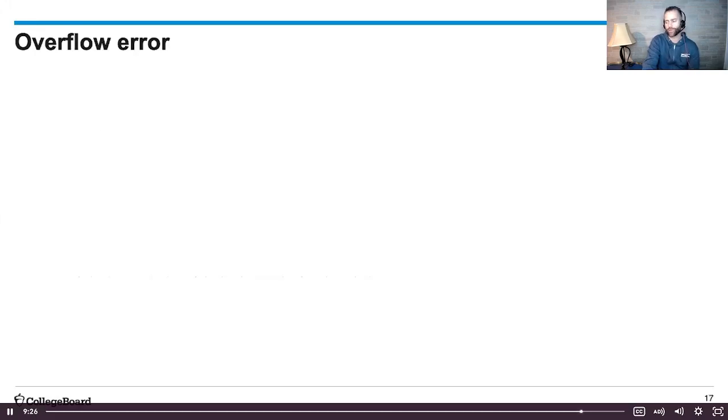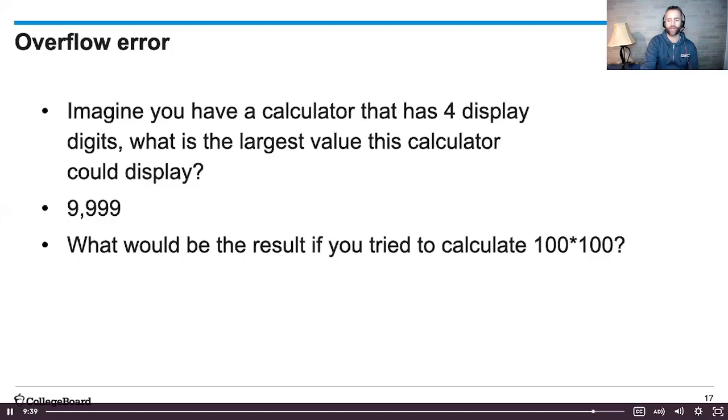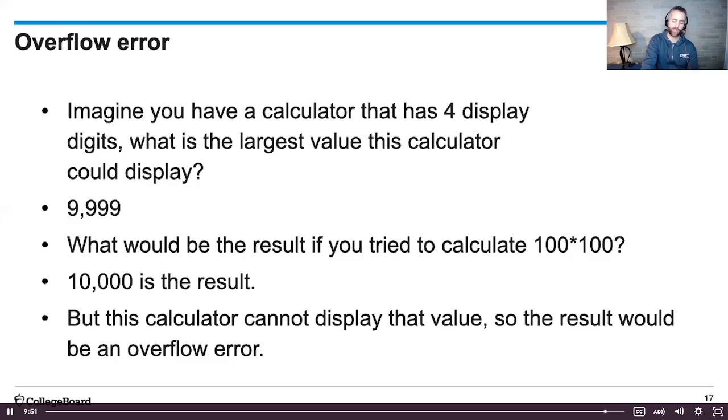All right, so here's a really simple example. Imagine you have a calculator that has 4 display digits. What is the largest value this calculator could display? Well, very easy, 9,999. But what would happen if we tried to calculate 100 times 100? Well, 10,000 is the result, but that is not in the range of values that this particular calculator can display. So this would result in an overflow error.